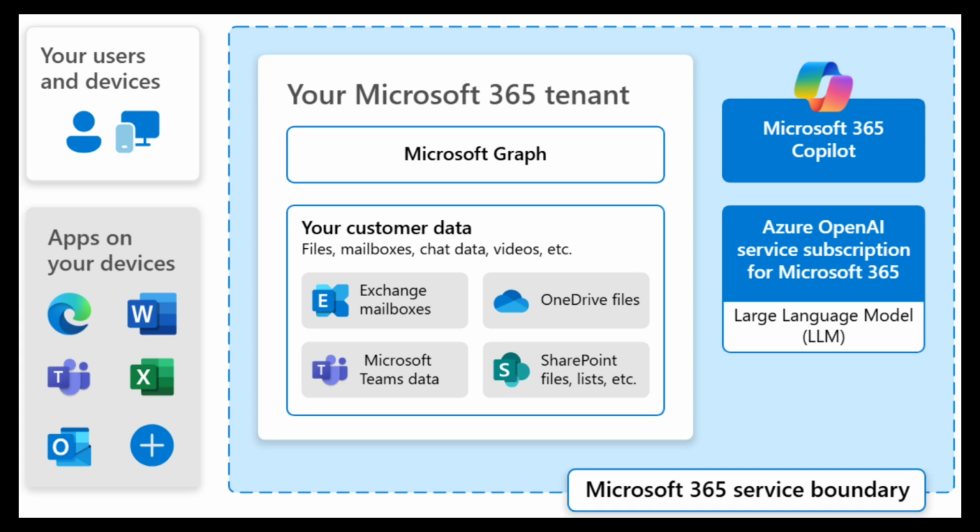The Microsoft 365 Service Boundary is a secure, isolated environment where your organization's data is stored, processed, and protected. When you use Copilot, all interactions like prompts, responses, and accessed data are handled within this boundary, ensuring that your data never leaves your tenant. No data is shared with other organizations or used to train AI models. Security, compliance, and privacy policies already set by your organization are automatically applied.